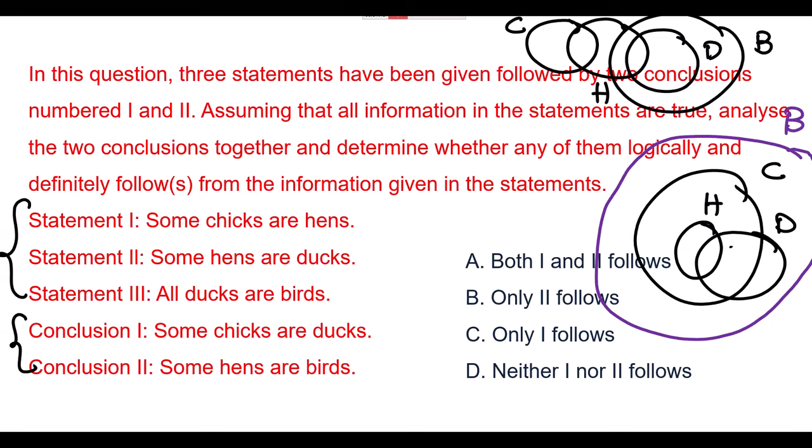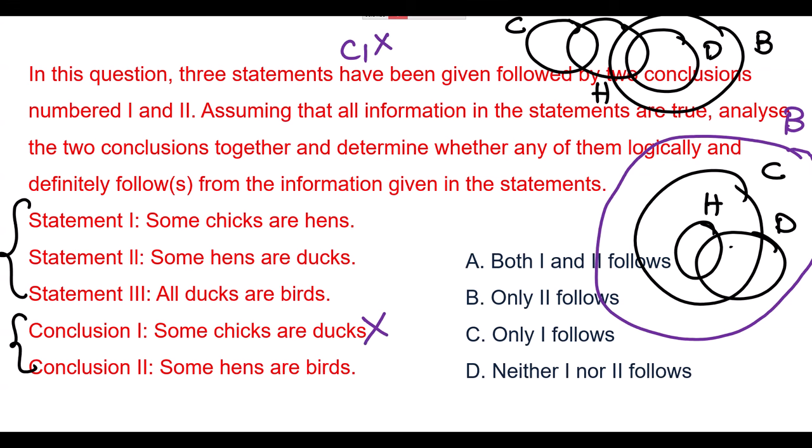Now, what is the first conclusion? Some chicks are ducks. Is it satisfied in the first diagram? In the first diagram, is there any connection between chicks and ducks? Yes or no? No. When it fails in one diagram, you can remove it.